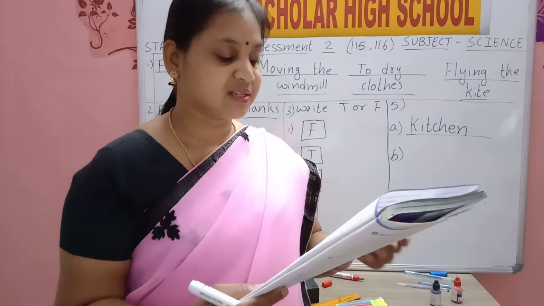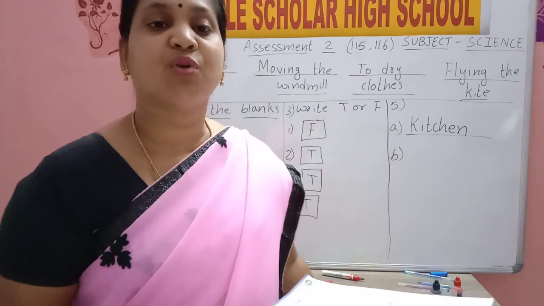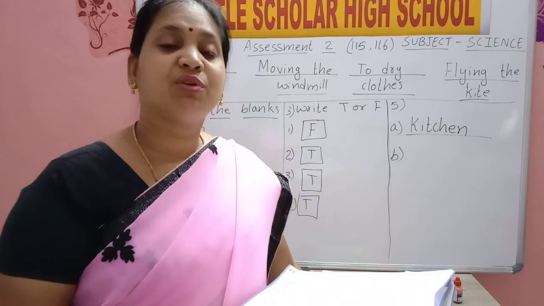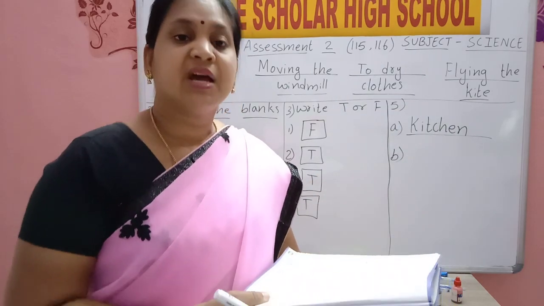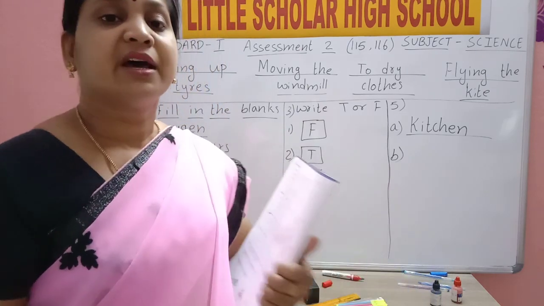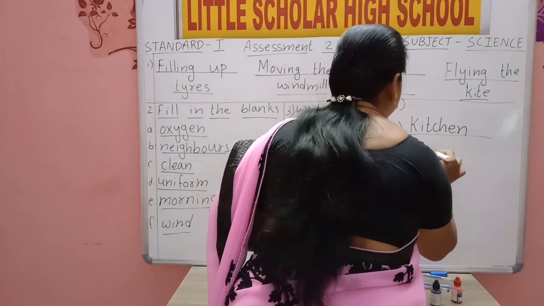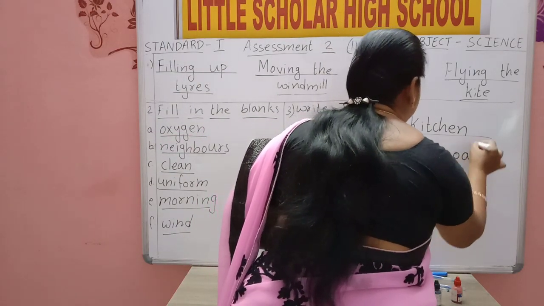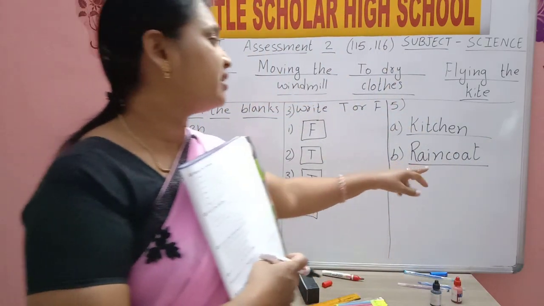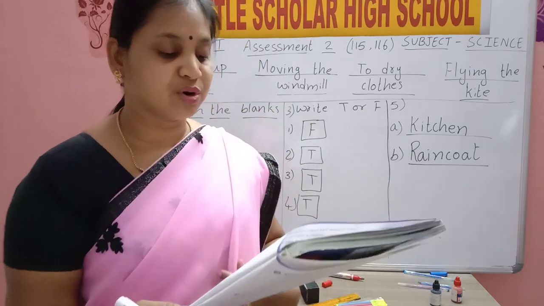Second one shall I read? You should say the answer. We wear this on a rainy day. What will you wear and come to school when it is raining? Raincoat. So write the second dash. R-A-I-N, rain. C-O-A-T, coat. Raincoat.